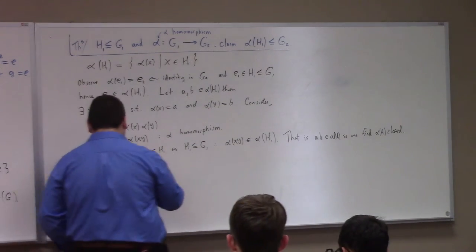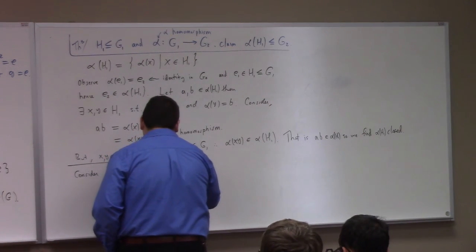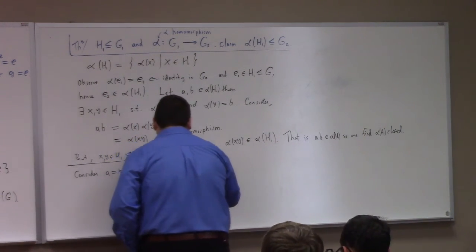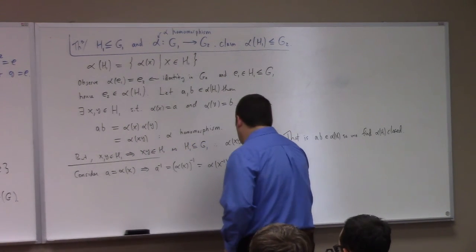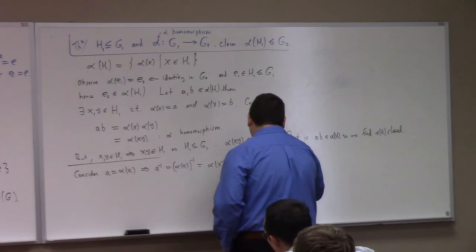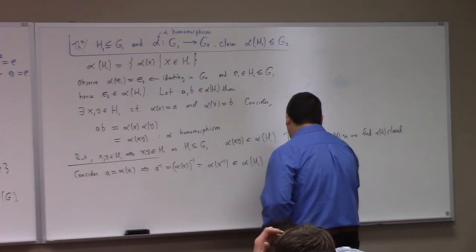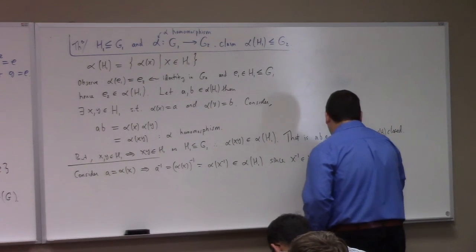And then what? So a inverse equals the inverse of alpha of x, which is equal to alpha of the inverse of x. Aha, which is an element of alpha of H1, since x inverse is an element of H1, as H1 is closed under inverses, right?